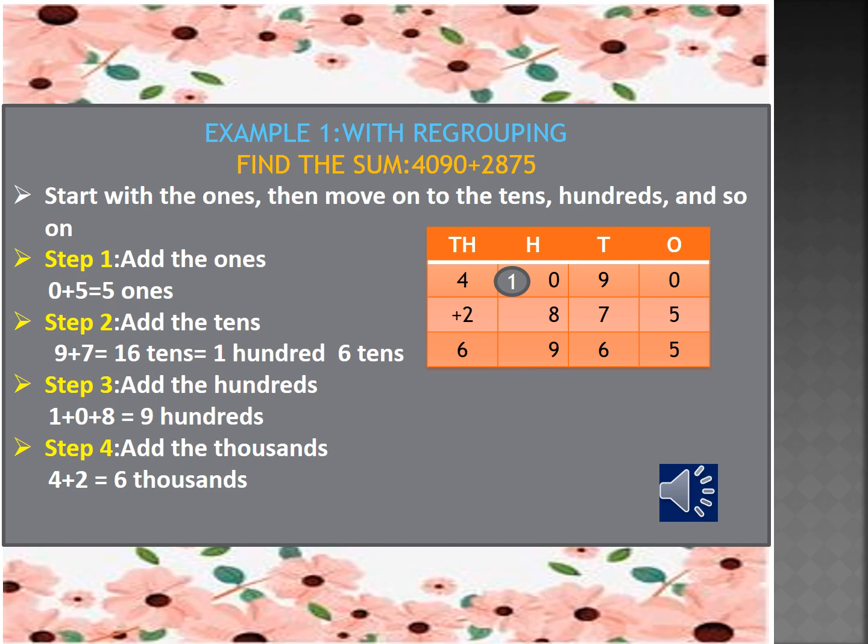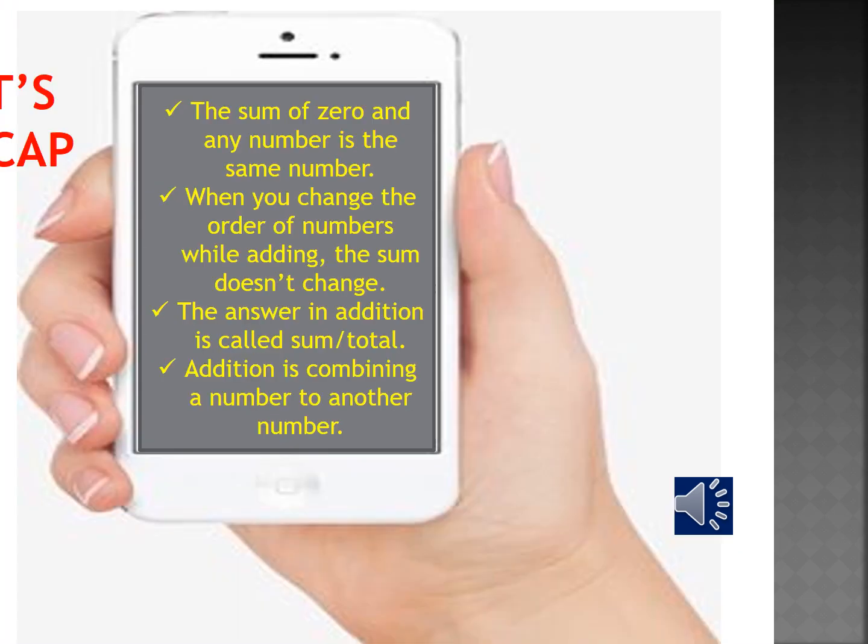Step 3. Add the hundreds. 1 plus 3 plus 8 gives you 12. 2 will be in hundreds place and 1 will be taken to the thousands place. Step 4. Add the thousands. 1 plus 2 plus 3 gives you 6 thousands. So finally your answer will be 6965.